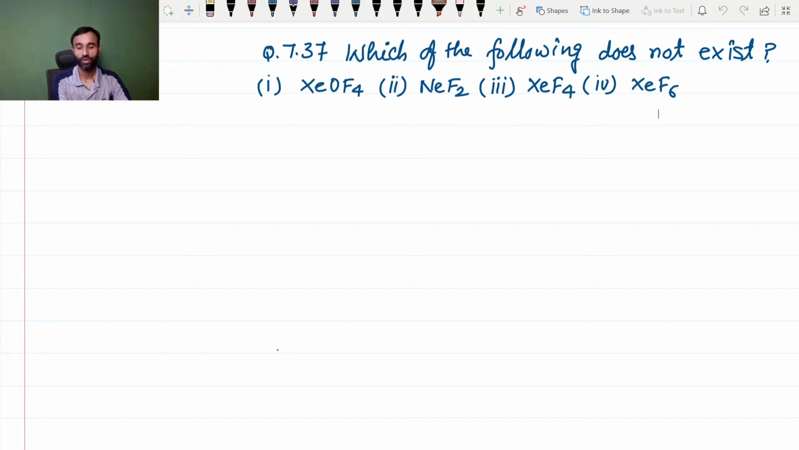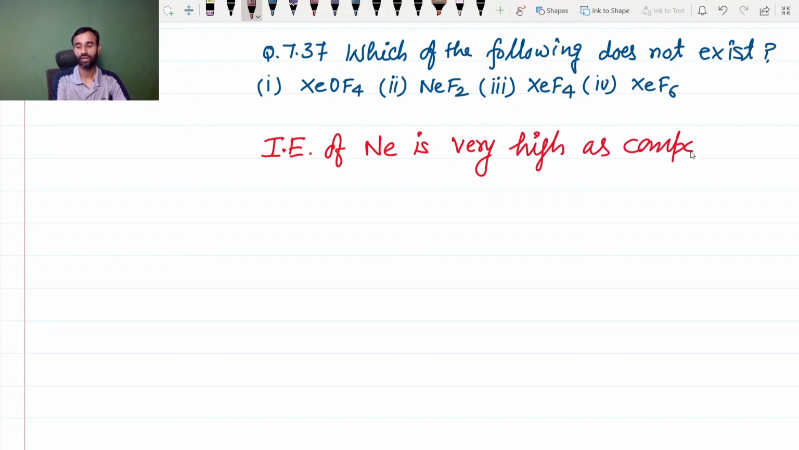So beta, the ionization energy of neon is very high as compared to xenon, because as we go down the group, size increases, so the hold on the electron decreases, and therefore ionization energy decreases. That's why the ionization energy of neon is very high as compared to xenon.